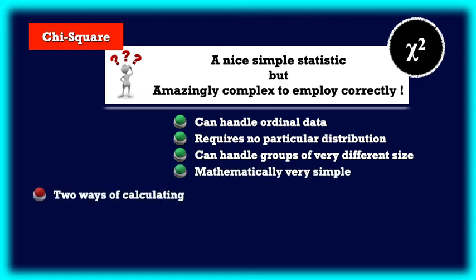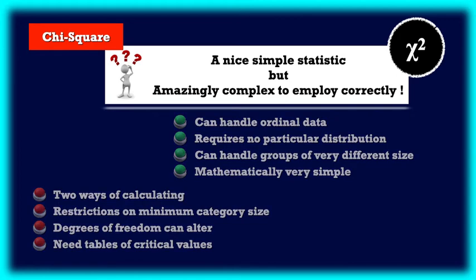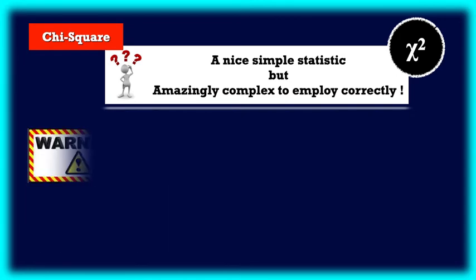Mathematically, it's very simple. But the problem comes because there are 2 ways of calculating. That's the first problem, and you've got to use the right one. Category size, there's a minimum restriction on that. I'll show you an example in a moment which illustrates it. Then you've got a thing called degrees of freedom, which causes people to be confused. But you also need what I call a table of critical values, because you come up with a number and you've got to interpret the number. Let's look at these. Simple yet complex.